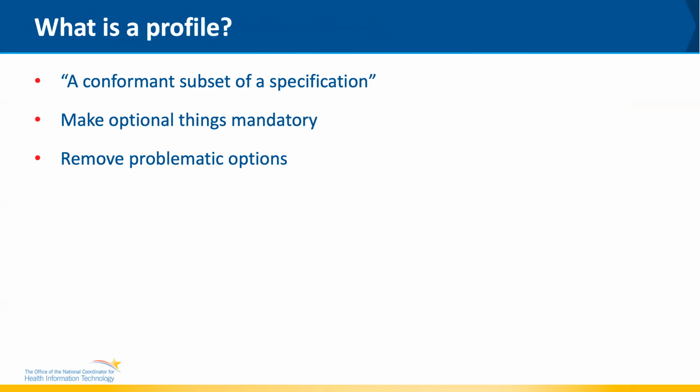Now, this works in a couple of different ways. First off, and most commonly, you will see a profile as a conformant subset of the specification, which is to say that by doing everything in a profile, you're still conforming with whatever specification it is profiling, but it makes a lot of optional things mandatory. It often will remove options that are potentially problematic or don't fit this particular use case, or in cases where you just have to pick one thing or another, it picks one.